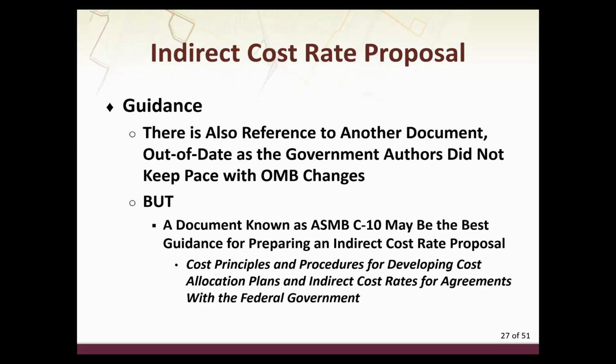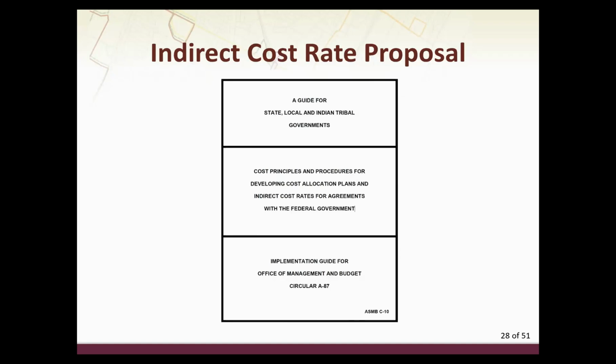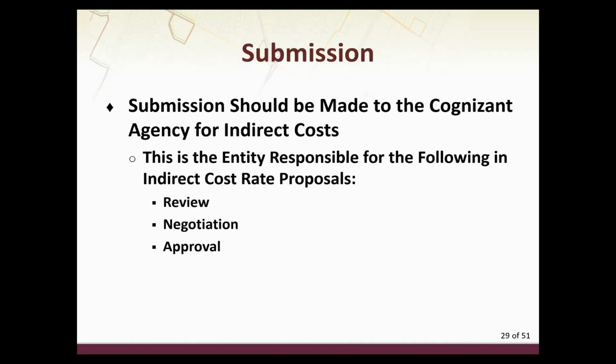And although the cost principles have been updated and articulated in 2 CFR 200, and you'll have to discount the outdated references to OMB Circular A-87, this document still contains principles that you'll find very valuable in preparing a cost allocation plan. And although it is entitled A Guide for State and Local Governments and Indian Tribal Governments, it will provide excellent guidance for nonprofit organizations as well.